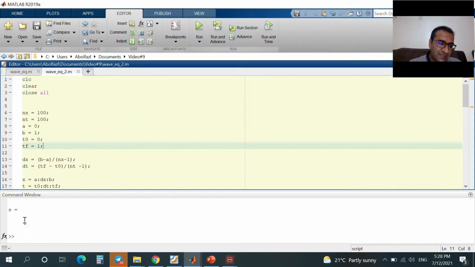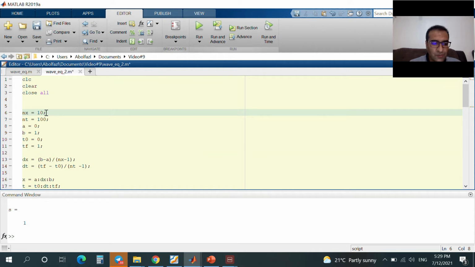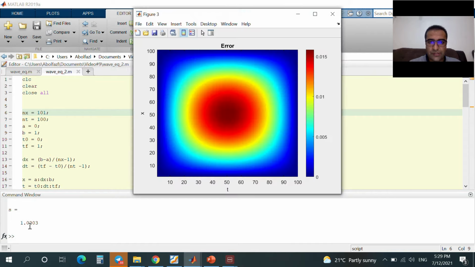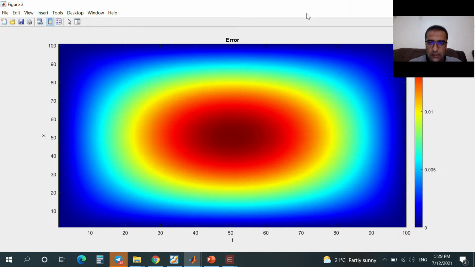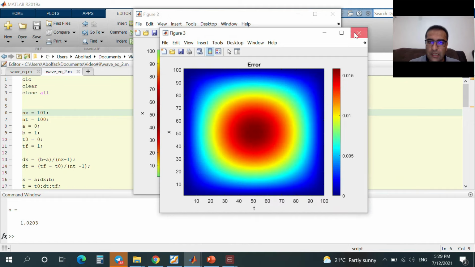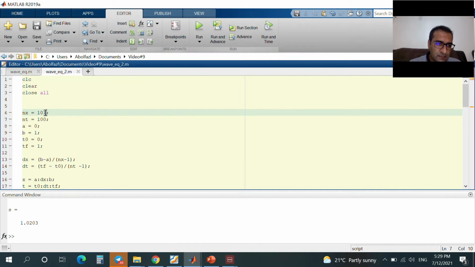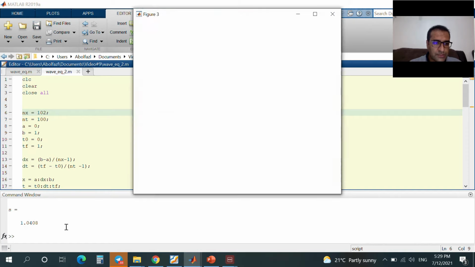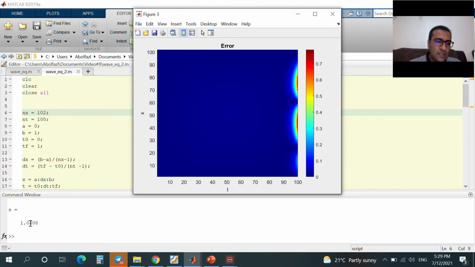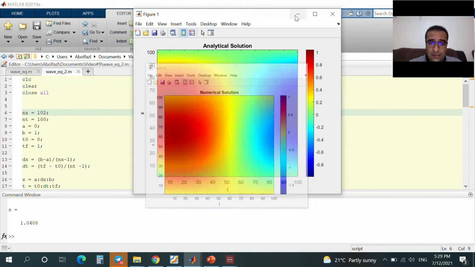What if I increase this s slightly greater than 1, just by increasing our nx to 101? Let's see. This is 1.02. s is 1.02. Sorry. Okay. I think this is not very sensitive. Just slightly more, 102. 1.04. Now you see, when it's slightly greater than 1, you see how much the error is increased.